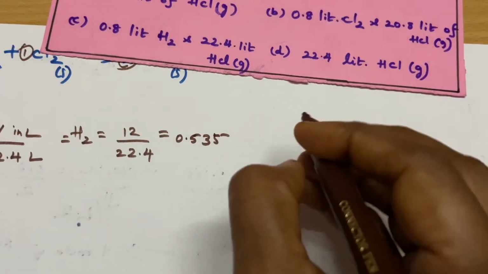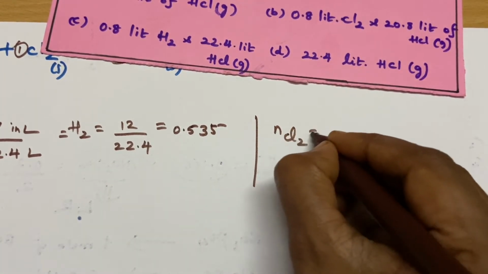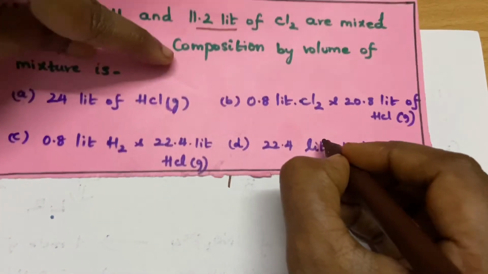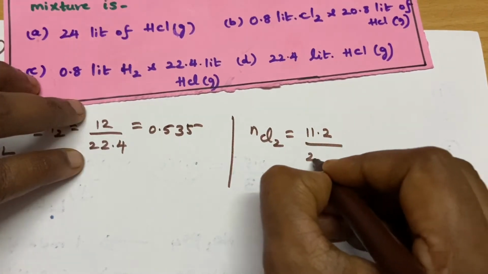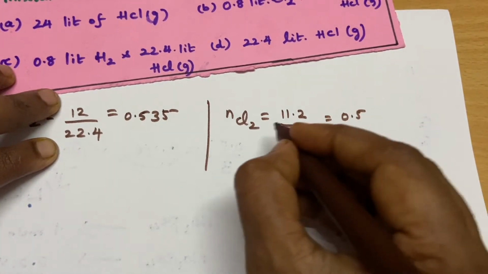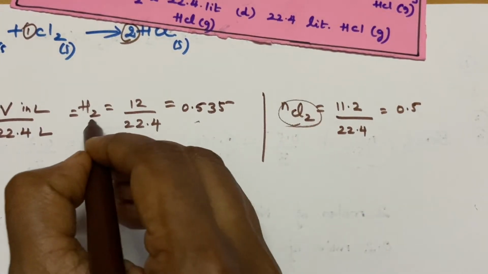Okay, so this is the number of moles for hydrogen, and for the given number of moles for chlorine I am going to do the same. So the given volume is 11.2 divided by 22.4, which is 0.5. Okay, this is the number of moles. So I have found out the number of moles also.